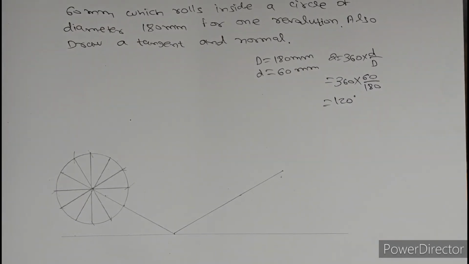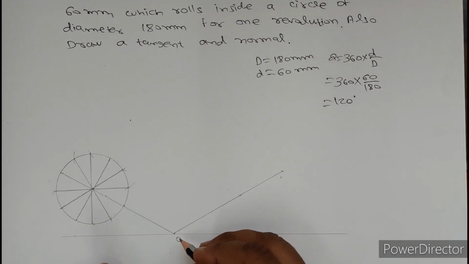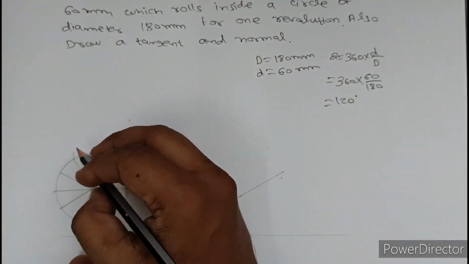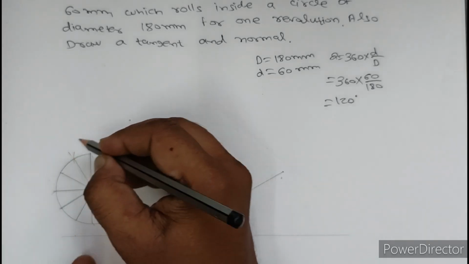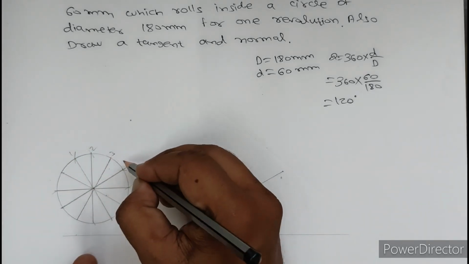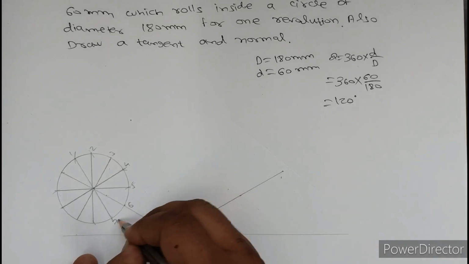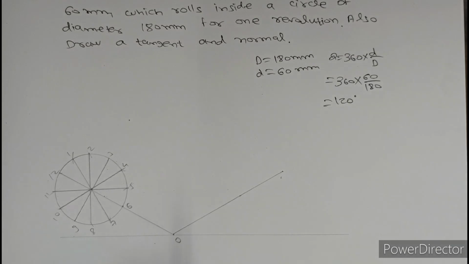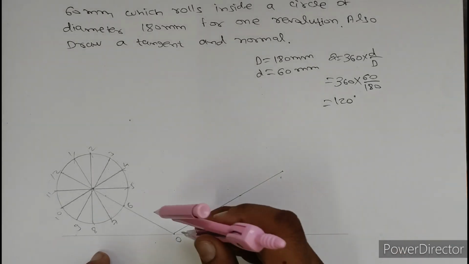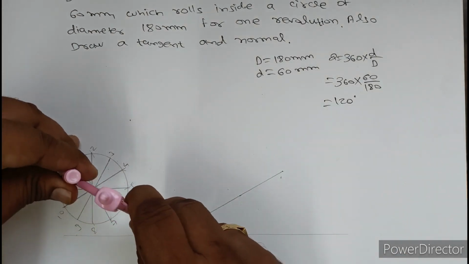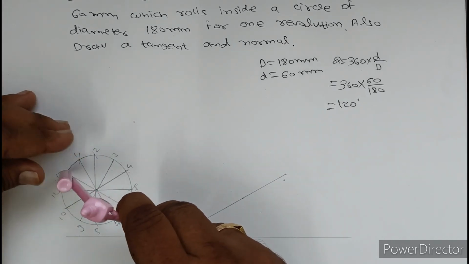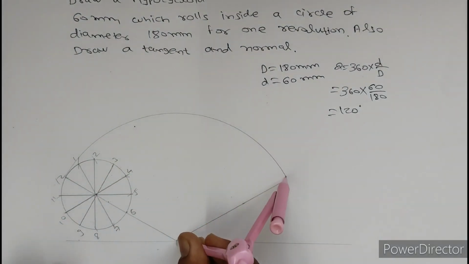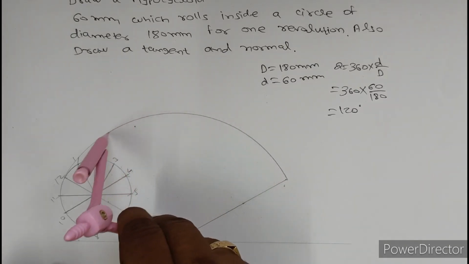Okay students, after dividing into 12 equal parts, you have to make the arc. This is O. Here you can see the parts are 1, 2, 3, 4, 5, 6, 7, 8, 9, 10, 11 and 12. Okay students, now you have to draw an arc. Okay, we have to extend.